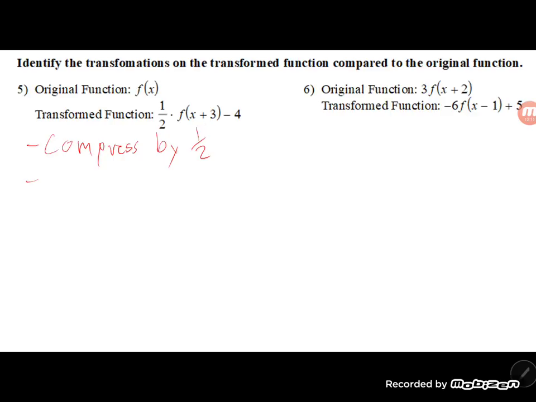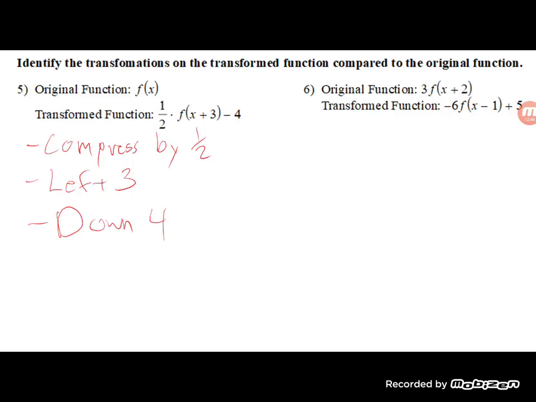Okay, now we can look at the inside. The inside we see a +3, but remember inside is opposite, so we're going to say left 3 on the inside. And then the second one we're going to see a -4. Remember outside is what we expect, but it's up and down, so this is going to be down 4. Okay, easy enough, right? Not too hard. You just got to know your transformation rules. Not only will knowing your rules help you answer this question, but it's also going to help you quickly eliminate wrong answers for future questions. We'll talk about that when we go to graphing.